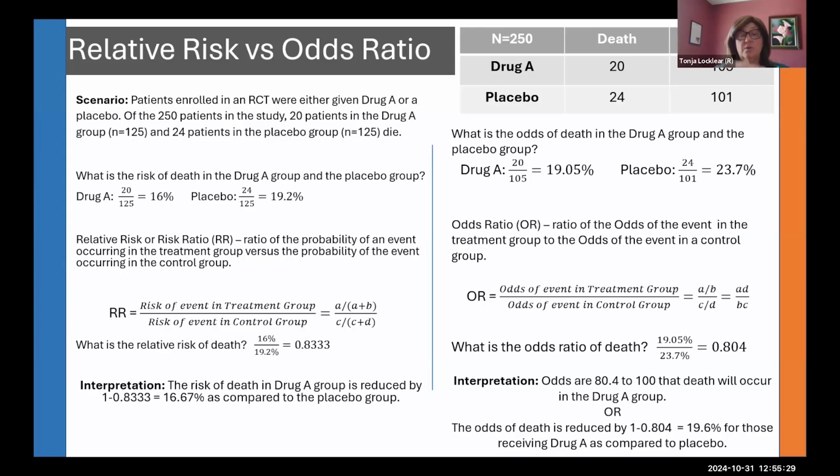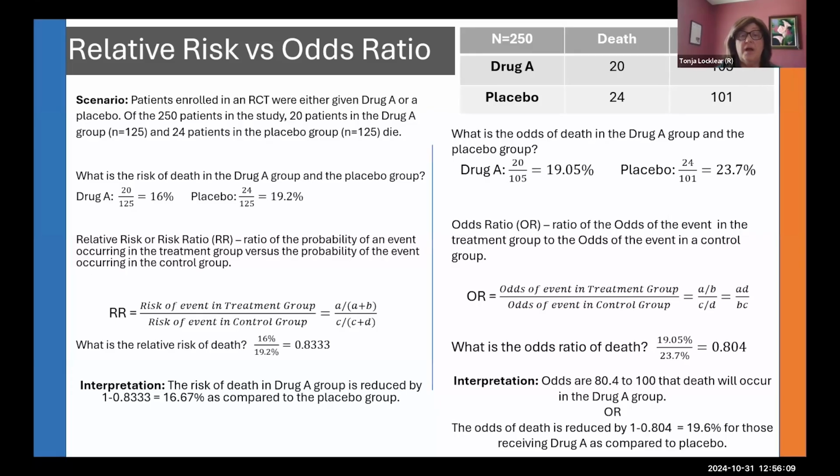The odds ratio, again, is the fraction of those two put together, and the treatment is always on top, just like it is in the risk ratio. So the odds ratio is the odds of the event in the treatment group divided by the odds of the event in the control group. We end up with an odds ratio of 0.804. We can interpret this two different ways. One way is to multiply this by 100: the odds are 80.4 to 100 that death will occur in the drug A group.